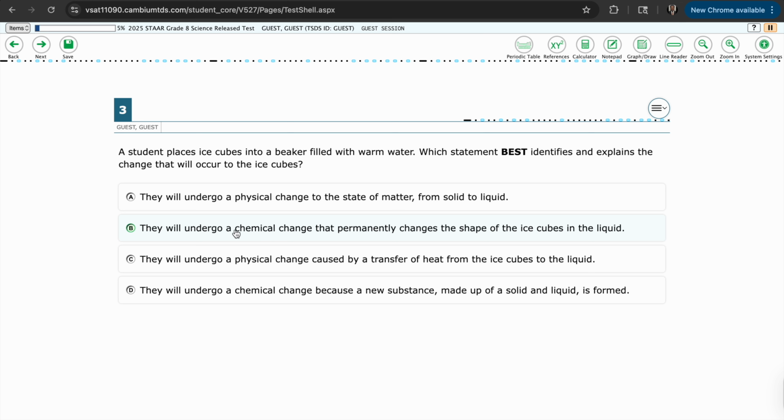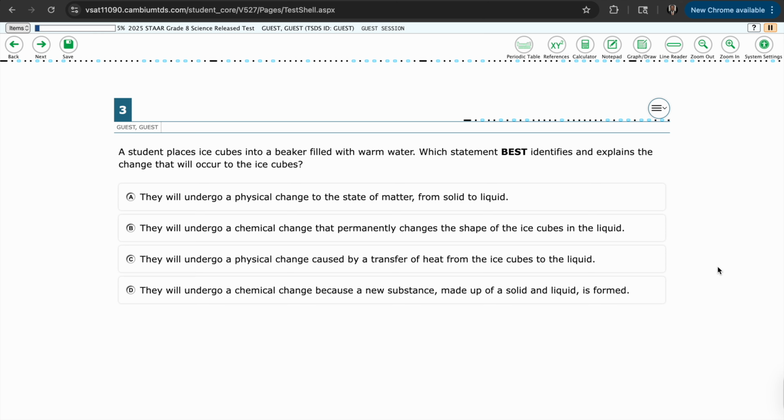So chemical change is a no-go. So B and D are both wrong. So now we're left with A and C. They will undergo a physical change caused by a transfer of heat from the ice cubes to the liquid. Okay, let's read that again. They will undergo a physical change caused by a transfer of heat from the ice cubes to the liquid.